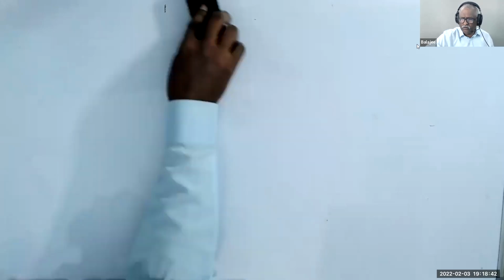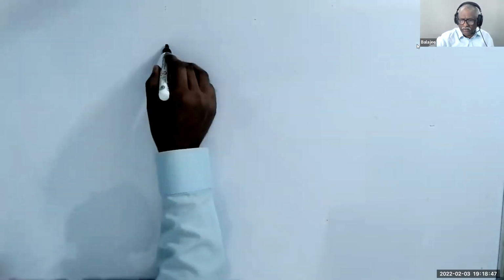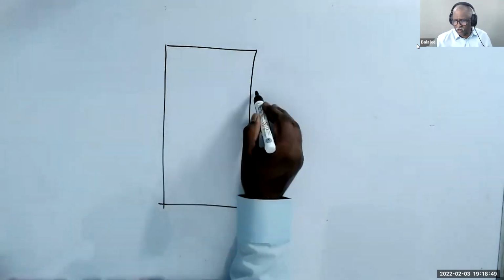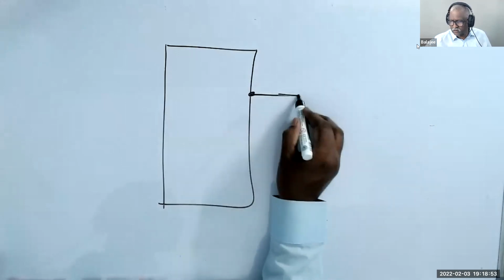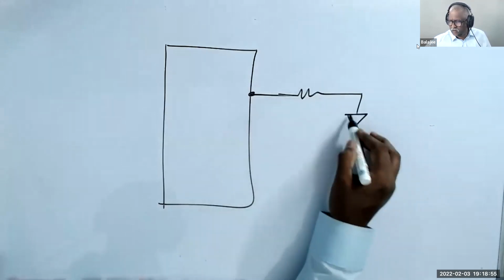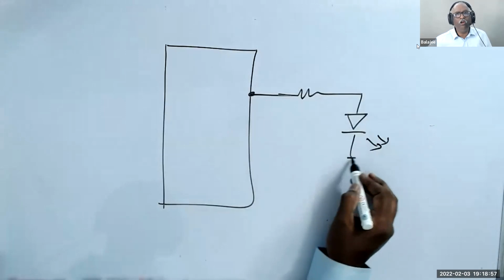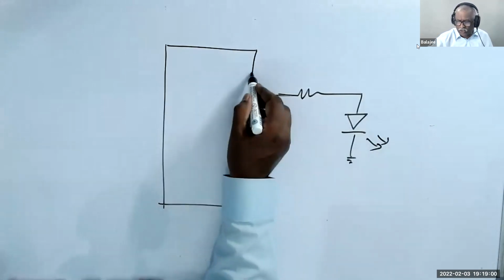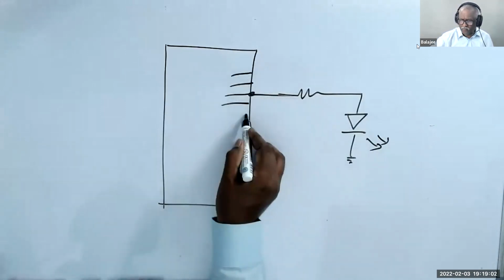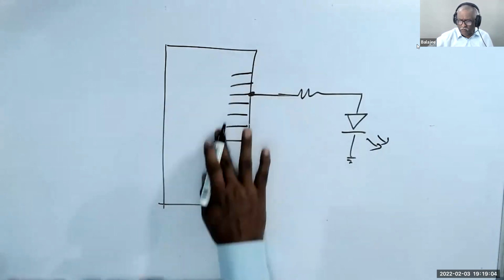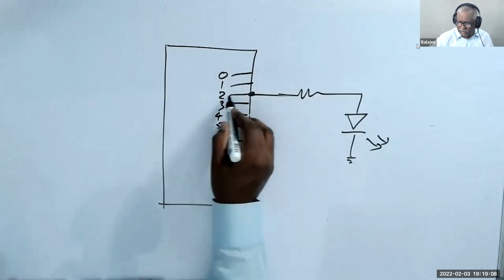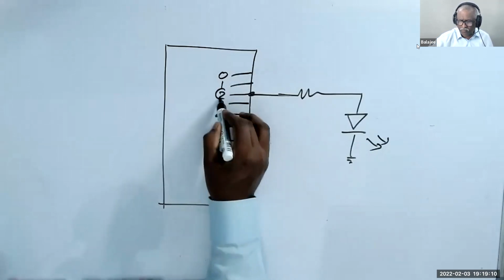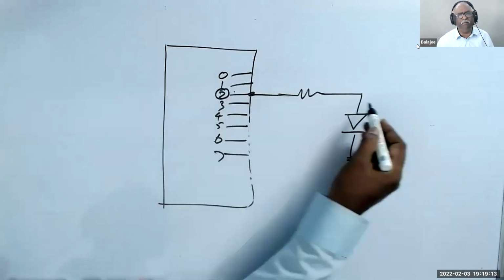Now we can connect the LED to the pin, like this, a resistor and a LED. You should know which, see, I told you each port is having 8 pins. Let us say I connected on the pin 0, 1, 2, 3, 4, 5, 6. I connected on second pin. I connected the LED on second pin.